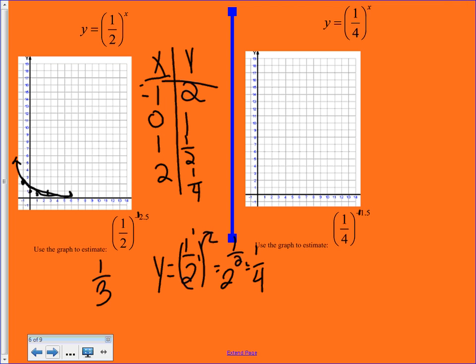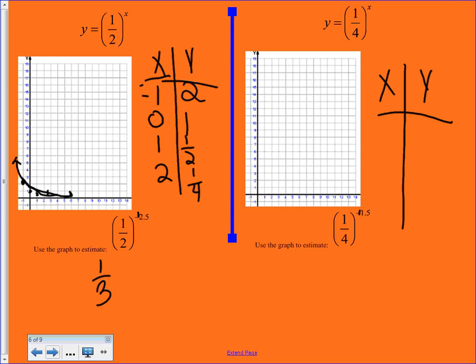All right, so let's take a look at this one over here. We're going to be doing the same thing. We want to start by making our charts. Okay, so again, I want to tap into that -1 so I can get a larger start. So if I have 1/4 to the -1 power, I'm going to flip that fraction and I'm going to get 4. Okay, then I'm going to take that fraction and raise it to the 0 power, and then I get 1.